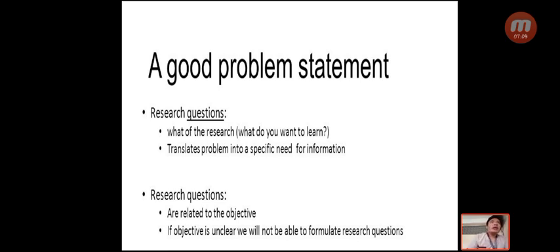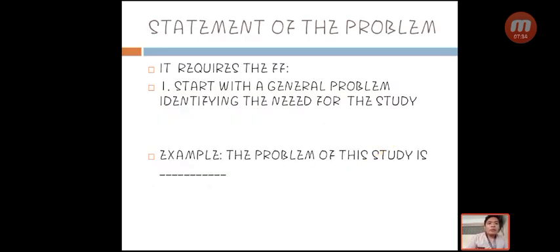So, a good statement of the problem must consist of 3 to 5 questions. So, it contains what of the research, what do you want to learn. So, ano nga ba yung nilalaman ng inyong research? Ano yung 5 possible questions na pwede mong ilagay sa inyong statement of the problem na related sa inyong thesis title? So, statement of the problem, it requires to start with the general problem, identifying the need for the study.